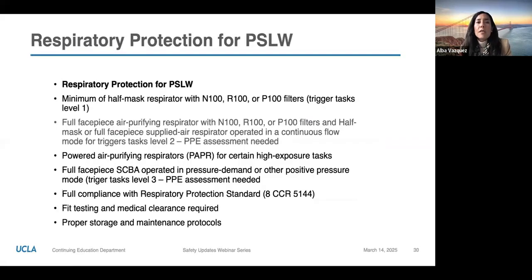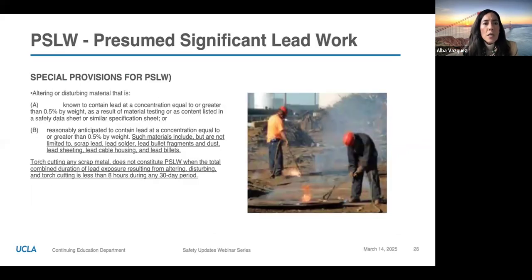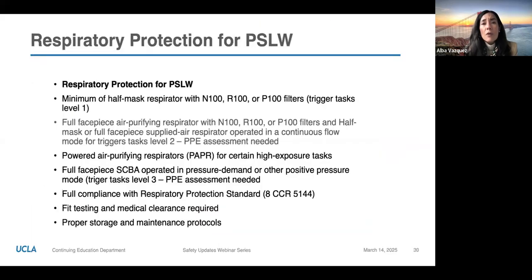Respiratory protection for these types of presumed activities. Let me just go to that. And remember, presumed significant lead work is any of these, right? Altering or disturbing material that is known to contain more than 0.5% by weight. Such materials include scrap lead, lead solder, lead bullet fragments and dust, lead sheathing, lead cable housing, and lead billets. When we talk about those PSLW, there's respiratory protection required. These regulations create these groups of definitions to tell you: these are the requirements, this is what I want you to do.